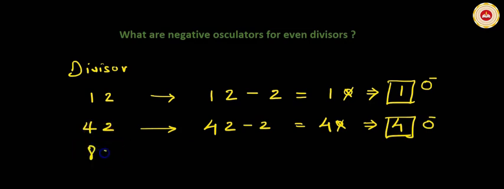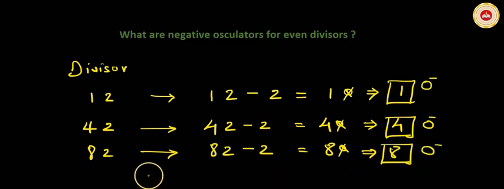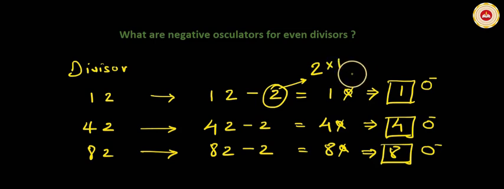If it is 82, 82 minus 2 is equal to 80. Neglect this 0 and consider this 8. This 8 is negative osculator for given divisor 82. Now friends, what is this 2? This 2 is twice a kanon. See, how is it?